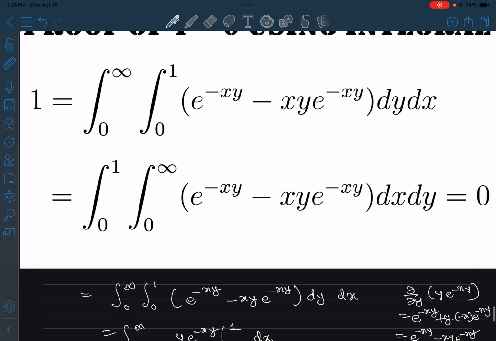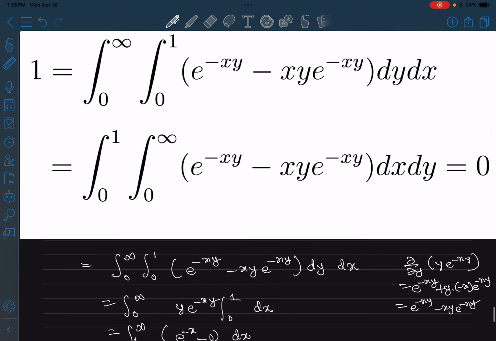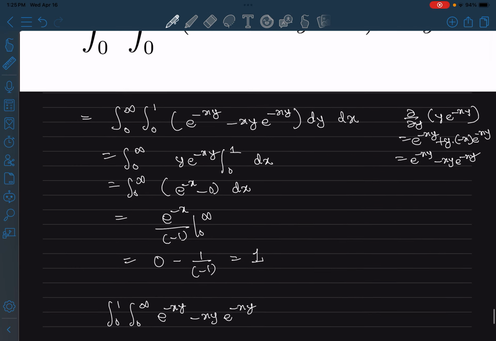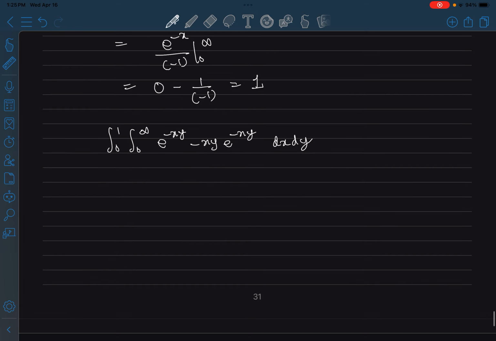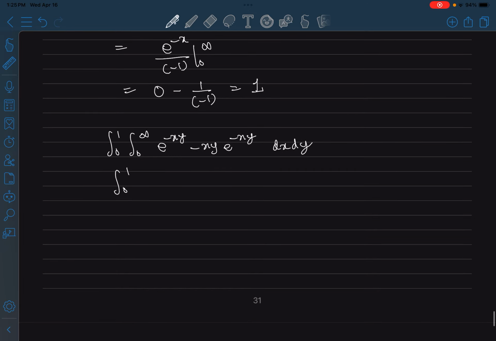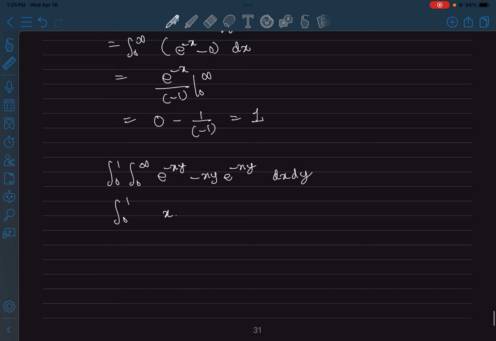Now if we try to evaluate the second integral, which is the integral from 0 to 1, integral from 0 to infinity of e to the power negative xy minus xy e to the power negative xy, right? Since the order is swapped, now we'll also have dx dy instead of dy dx. Now this one, just like the previous one, will be evaluated to, okay, the previous one was y e to the power negative xy, so now this will be x e to the power negative xy, which goes from 0 to infinity, and this is dy.